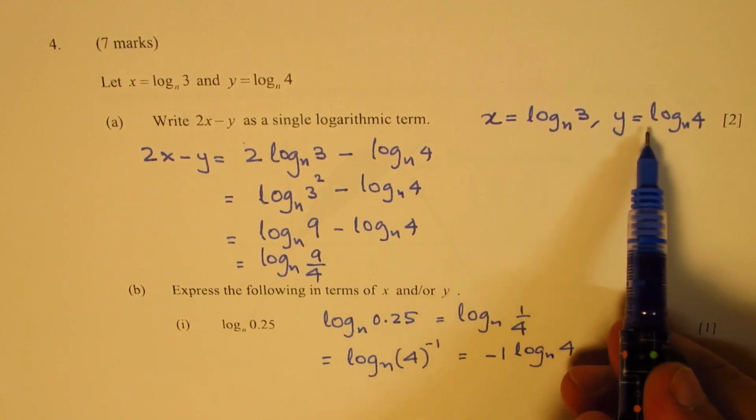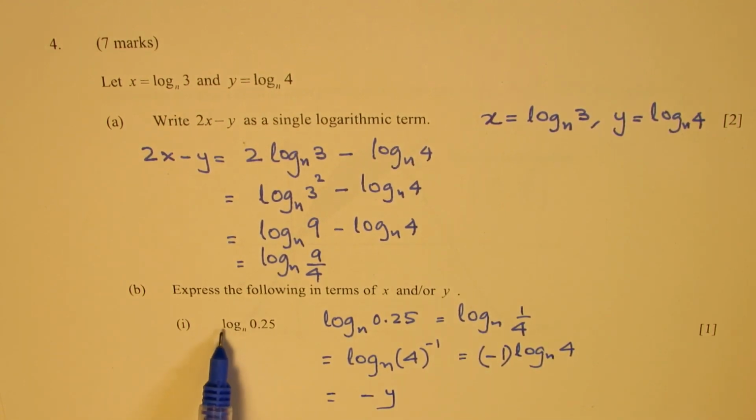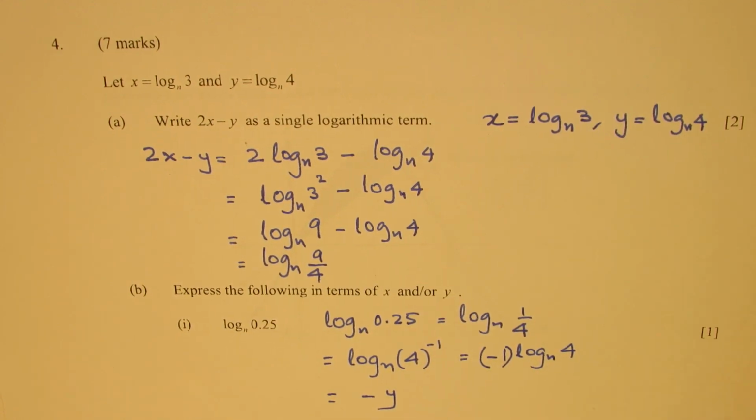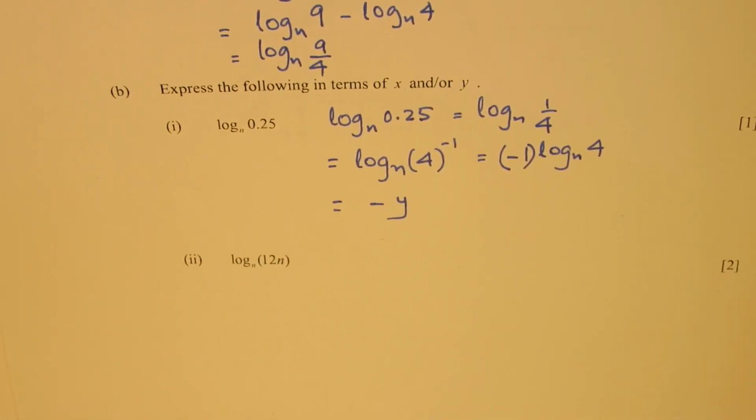Now we know y equals log to the base n of 4. So we could replace log to the base n of 4 by y, and so we get minus y as a result. So log to the base n of 0.25 is minus y. Good. Now let's do part 2 of the same.